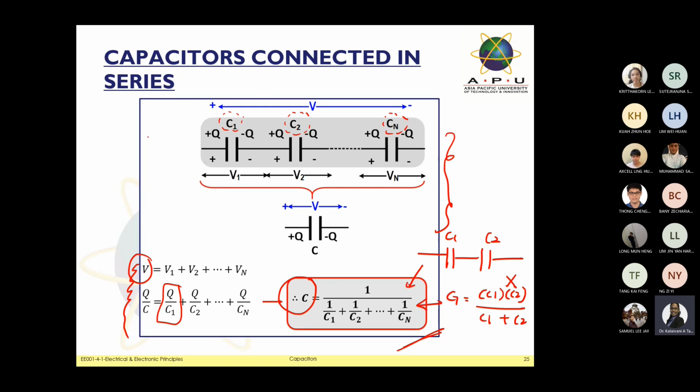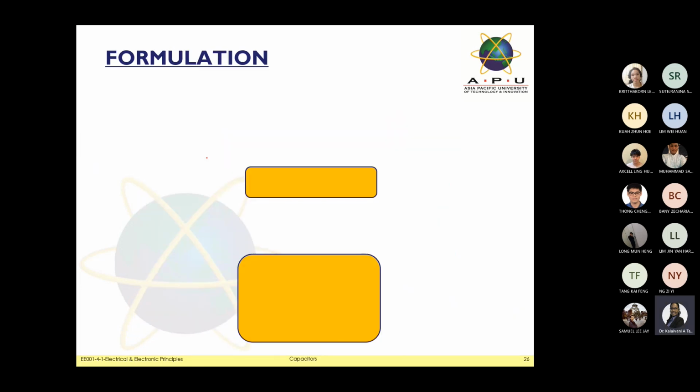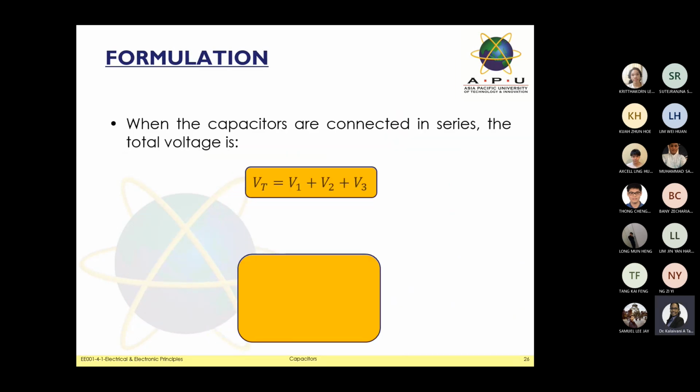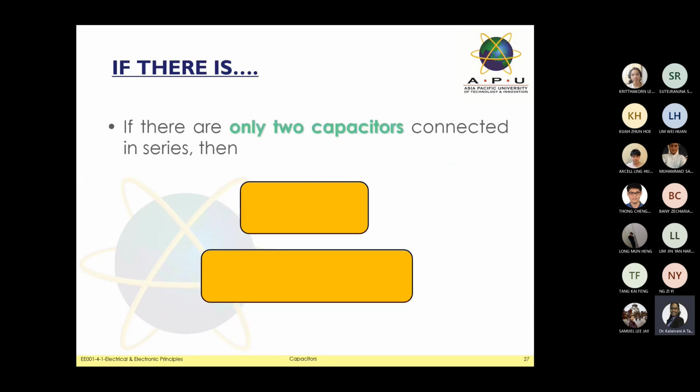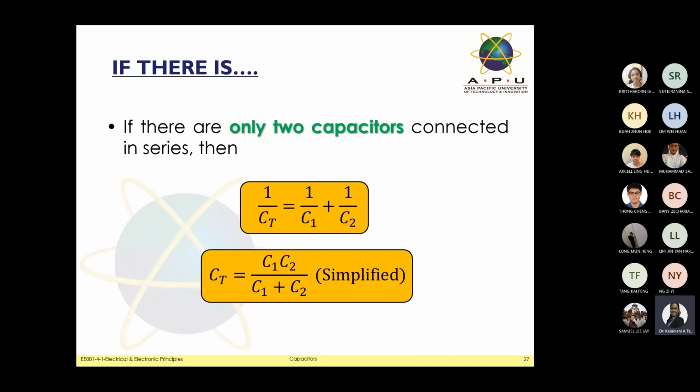Usually they also write 1 over C total equals 1 over C1 plus 1 over C2 plus 1 over C3. Same thing, after that they convert to find the C total. Once you calculate everything, take 1 divided by the total answer you get here. This will be your series calculation. Have a look at the same formula they wrote in these slides.